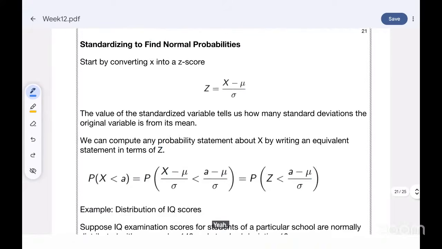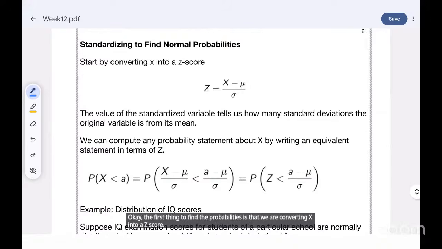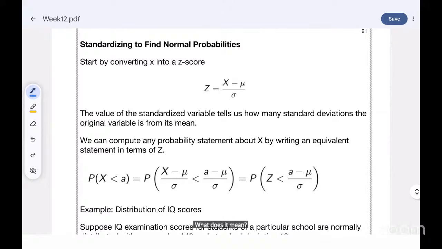So now, standardizing to find normal probabilities. Start by converting x into a z-score. The first thing to find the probabilities is that we are converting x into a z-score. Now the value of the standardized variable tells us how many standard deviations the original variable is from its mean. What does it mean? It tells us how many standard deviations the original variable is from its mean.